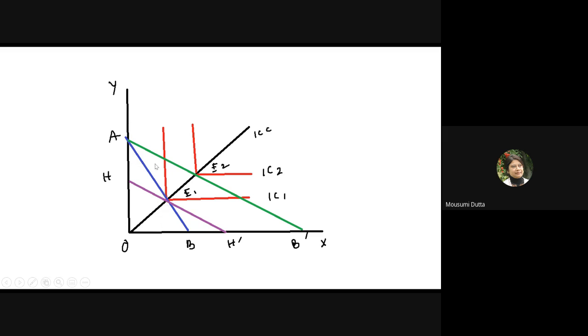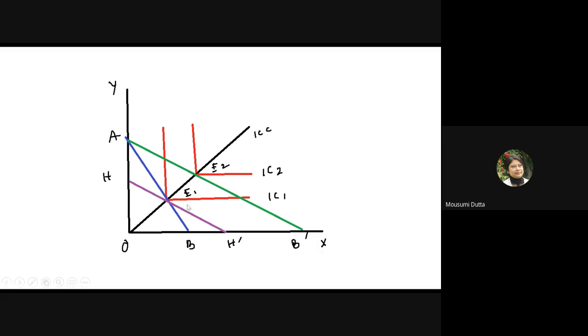Okay, so now what I have done, I have considered a budget line AB, and E1 is the point of contact. Consumption takes place at the kink point of the indifference curve. Then I consider a reduction in price of X. So I'm getting this green budget line flatter than the blue one, AB, and consumption will take place following this ray. So the consumption will take place at E2. E2 is the point of contact.